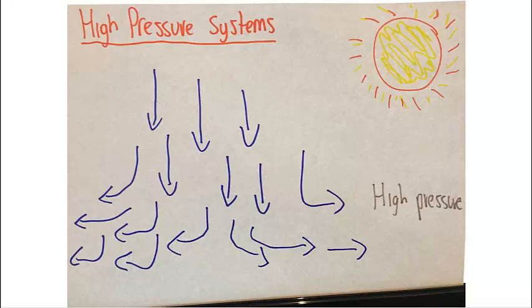And in a high pressure system, the air cools and moves downward, leading to high pressure at the surface. As this air moves downward, it heats up, increasing the volume, becoming less dense. This dry air at the surface creates clear and stable weather conditions.